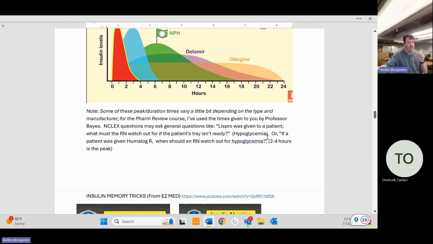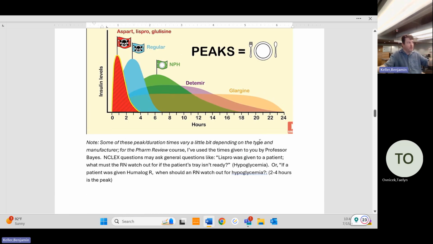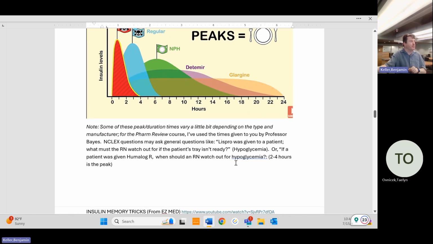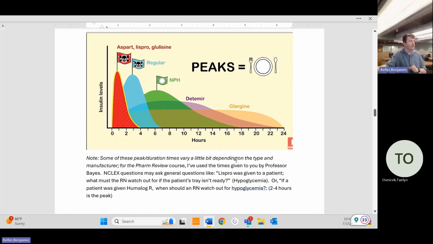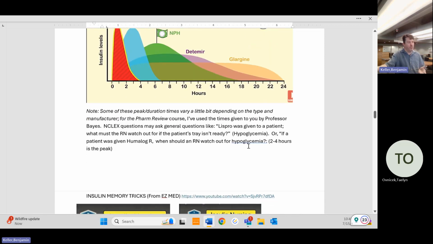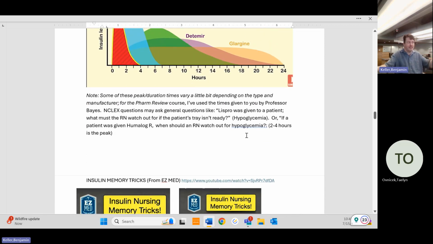It's not going to be so much about specifics to a single drug. It'll be like, okay, what do you know about Lispro? You know that it's rapid acting, or aspart, or glulisine. We'll look at those in just a second. Or if a patient was given Humalog R, when should the nurse watch out for hypoglycemia? And so you're like, Humalog R is for regular. And you're looking here and you're like, okay, where is this peak? And it's going to be somewhere between 2 and 4, so maybe about 3-ish hours. And so 2 to 4 hours is the peak. Does that make sense? That's what you need to know.